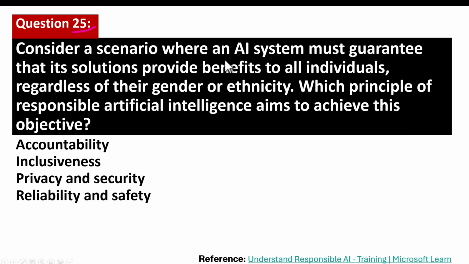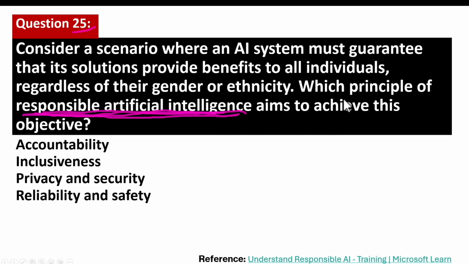Consider a scenario where an AI system must guarantee that its solutions provide benefits to all individuals, regardless of their gender or ethnicity. Which principle of responsible artificial intelligence aims to achieve this objective? I just want to highlight the fact that responsible AI is going to be a key theme or a question in your exam. So I have included 5 to 6 responsible AI questions throughout this 100 question. So make sure you learn this responsible AI.